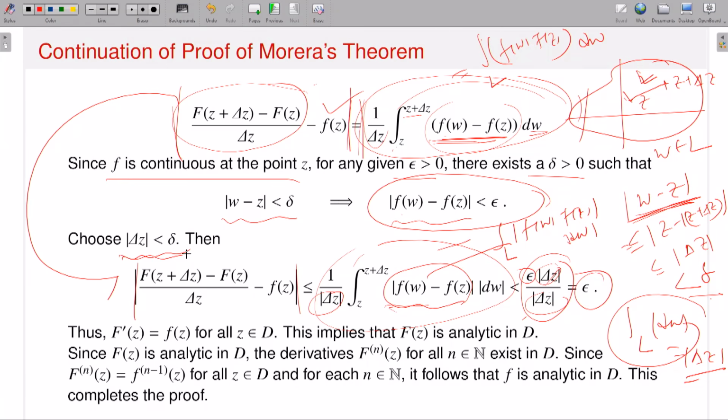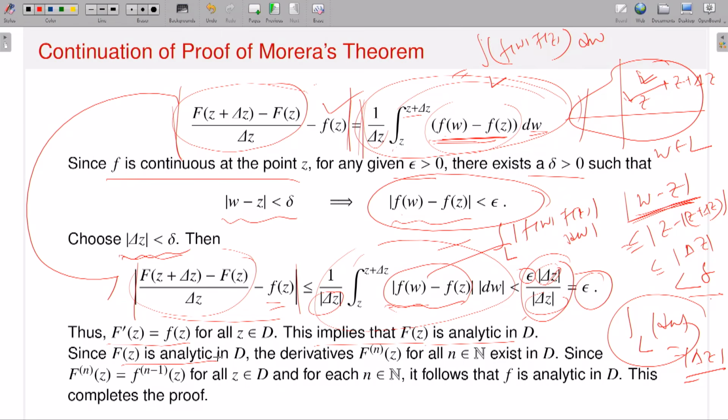So if mod z is less than delta, I can make this object less than epsilon whenever mod z is less than delta. That means as delta z approaches 0, this object converges to f of z. That means my function capital F is differentiable, and the derivative of F at z is exactly equal to f of z. This simply implies that capital F is an analytic function.